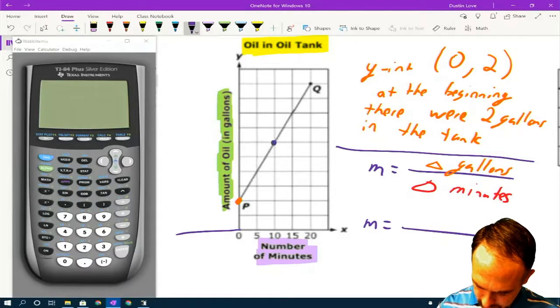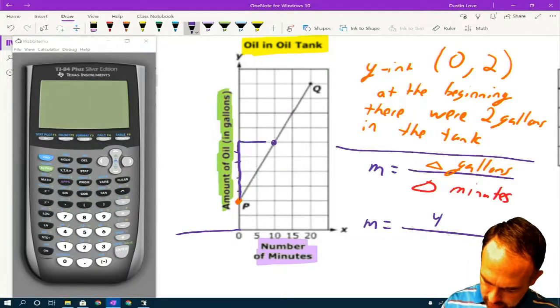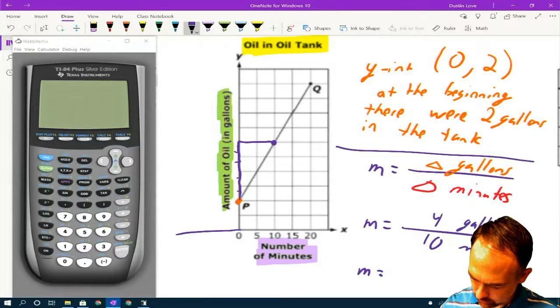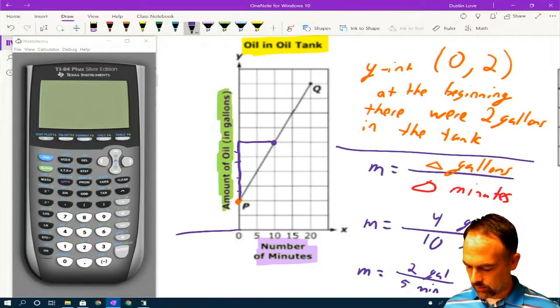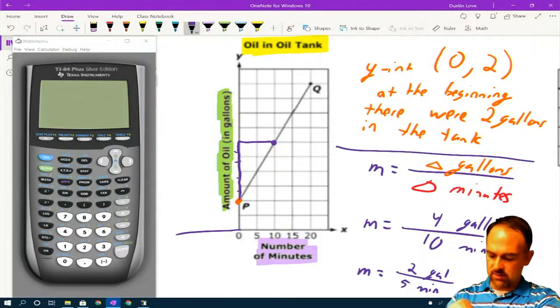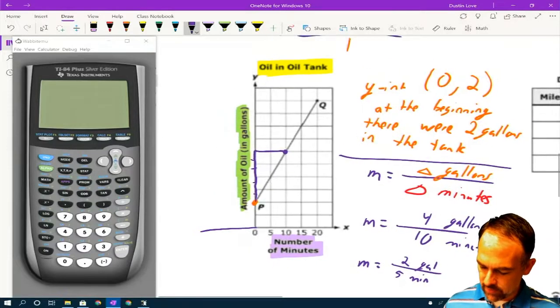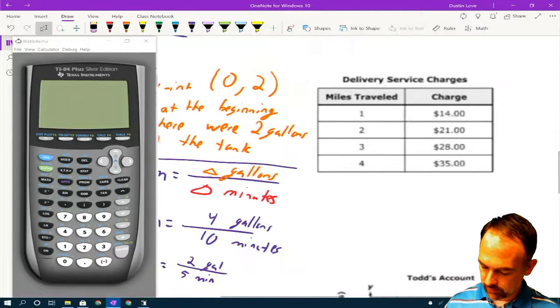So if I went through and calculated that, find 2 points. I've got the y-intercept there. Yep, looks like we got this point right here. So my delta y, my delta gallons, is 1, 2, 3, 4 over delta minutes. Now I've got to look at my scale here. That's 10. So if I reduce that, by the way, that's gallons in minutes, I've got 2 gallons every 5 minutes. So it looks like we're putting in 2 gallons every 5 minutes, 1 gallon every 2.5 minutes. So kind of a slow fill going on here, but anyway, that's what this stuff means.